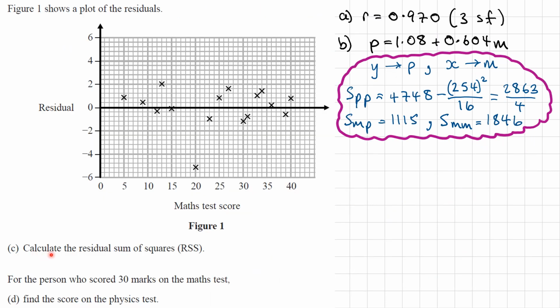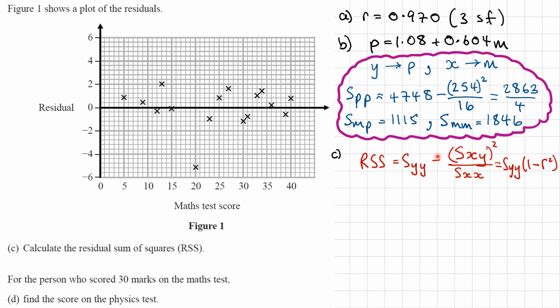Part C, calculate the residual sum of squares RSS. So let's have a look and remind ourselves what the formula is. This will be in your formula book. So RSS is equal to SYY minus SXY squared over SXX. Now this could also be worked out by doing SYY times by 1 minus R, the PMCC squared. Okay, so I could do either way actually, because I've got all the values that I need.